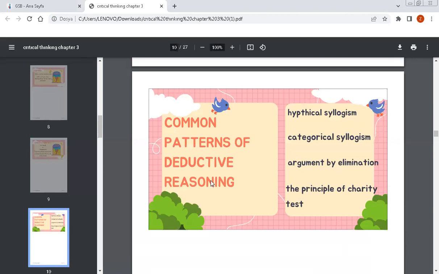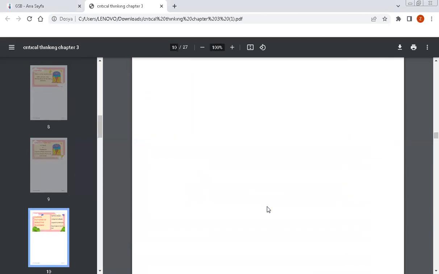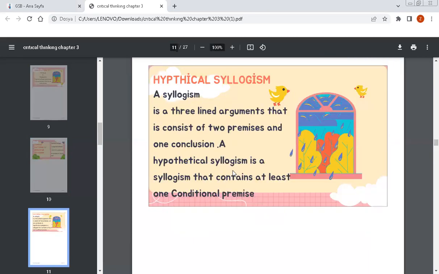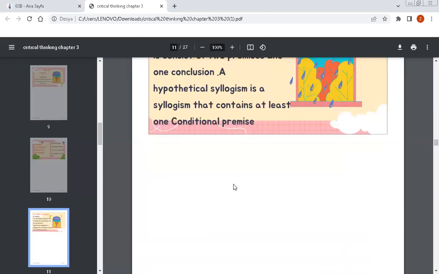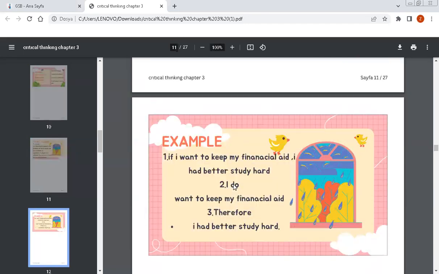And we can mention 5 common patterns of deductive reasoning. The first one is hypothetical syllogism. A syllogism is a 3-line argument that consists of 2 premises and 1 conclusion. For example, if I want to keep my financial aid, I had better study hard. I do want to keep my financial aid, therefore I had better study hard.